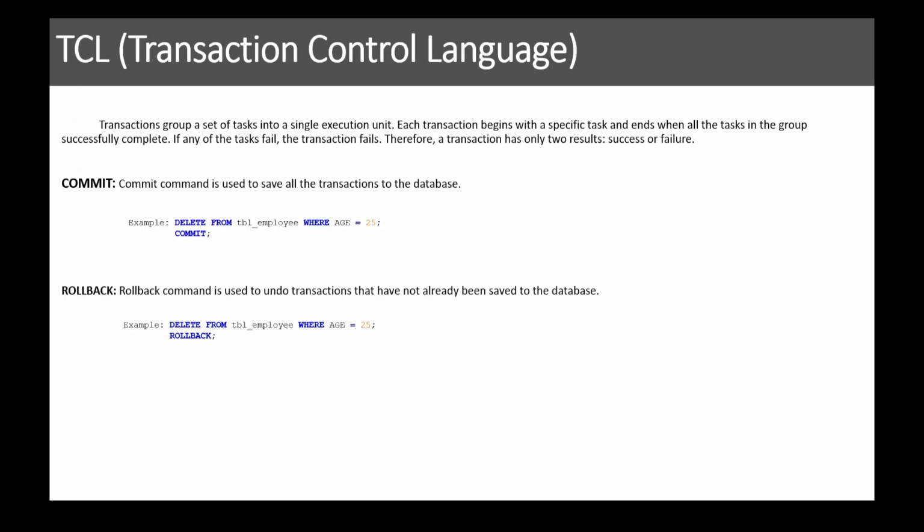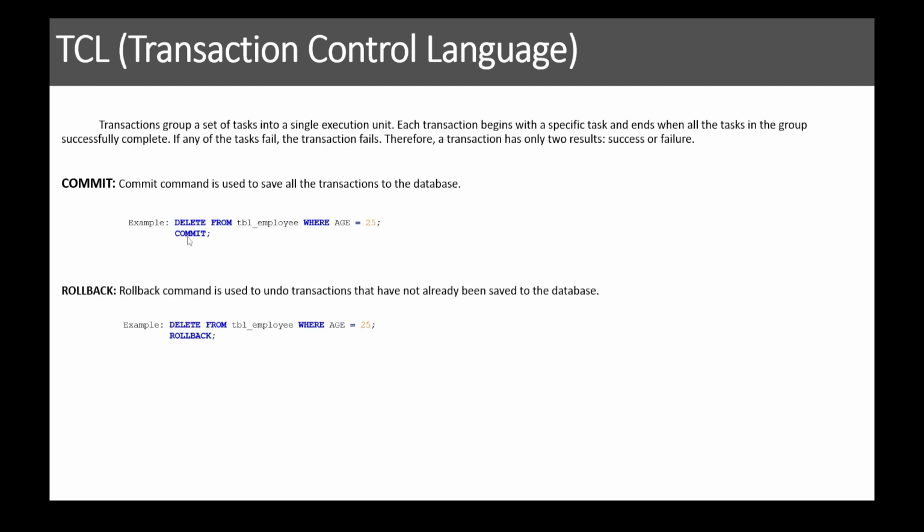So the other group is TCL, transaction control language. A transaction control group is a set of tasks in a single execution unit. Each transaction begins with a specific task and ends when all the tasks in the group successfully complete. If any of the tasks fail, the transaction will fail. Therefore a transaction has only two results: success or failure. In TCL we have two statements, commit and rollback. So when will we use commit and when will we use rollback?